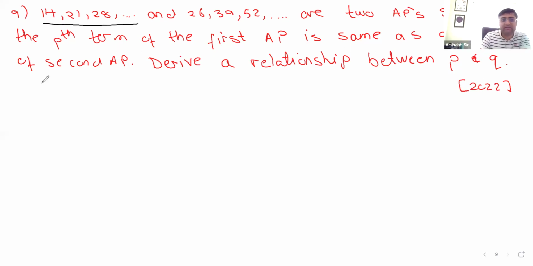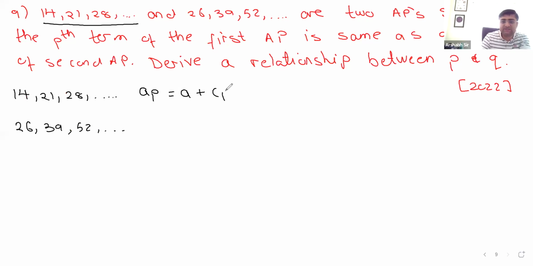हमारे पास एक AP ये है, so we have one AP as 14, 21, 28, right? And we have another AP as 26, 39, 52. अब इसका जो pth term है, right? What is the pth term of this AP? A plus P minus 1 times D. So A over here is 14 plus P minus 1 times D.